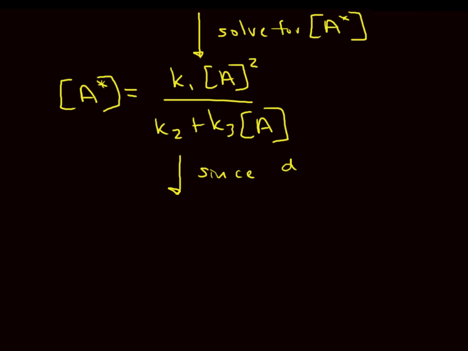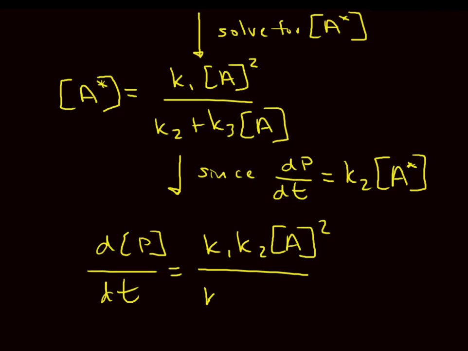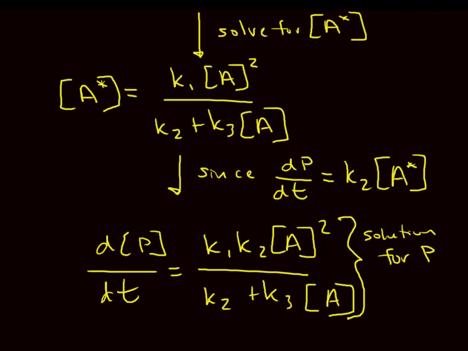And since dP over dt equals K sub 2 times the concentration of A star, our product formation, or dP over dt, can therefore be represented by K sub 1 times K sub 2, A squared, over K sub 2 plus K sub 3 times the concentration of A. Overall, the way that we can describe this is that this equation is the solution for product formation using the steady state approximation for a unimolecular reaction.